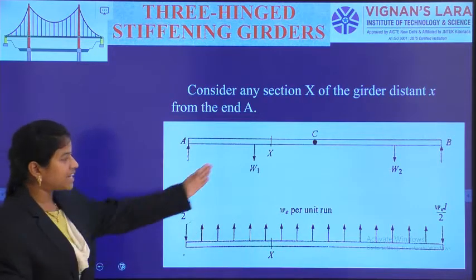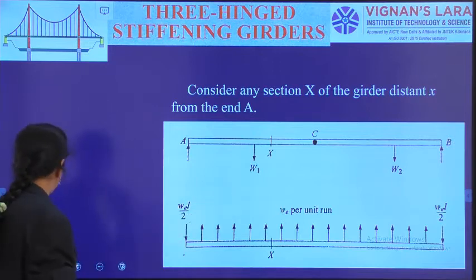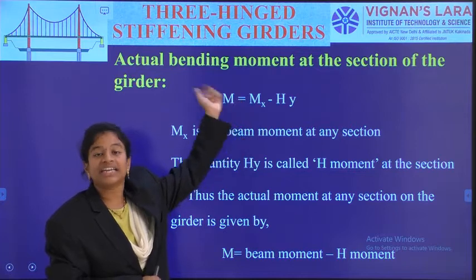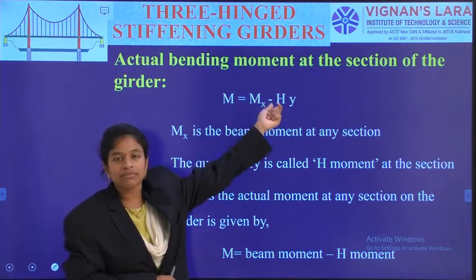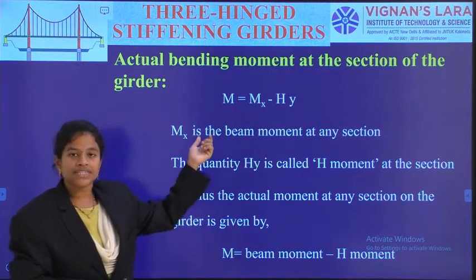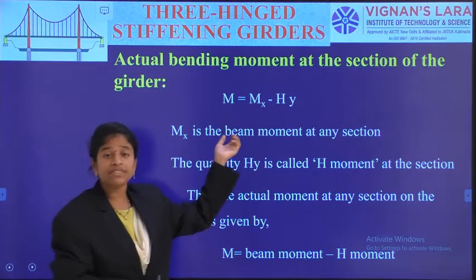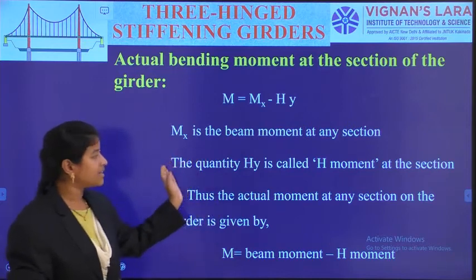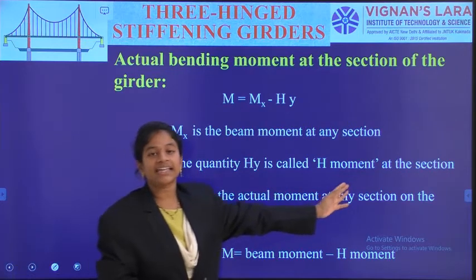So this is the condition where we are considering a section line, and where capital M, the actual bending moment in the girder, is equal to capital M suffix x minus hy. M suffix x indicates the beam moment in the girder, and h into y indicates the H moment.